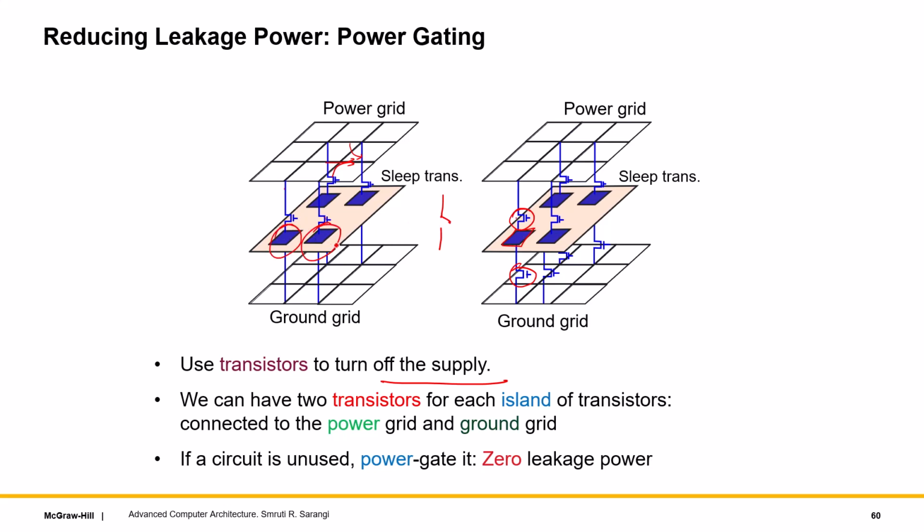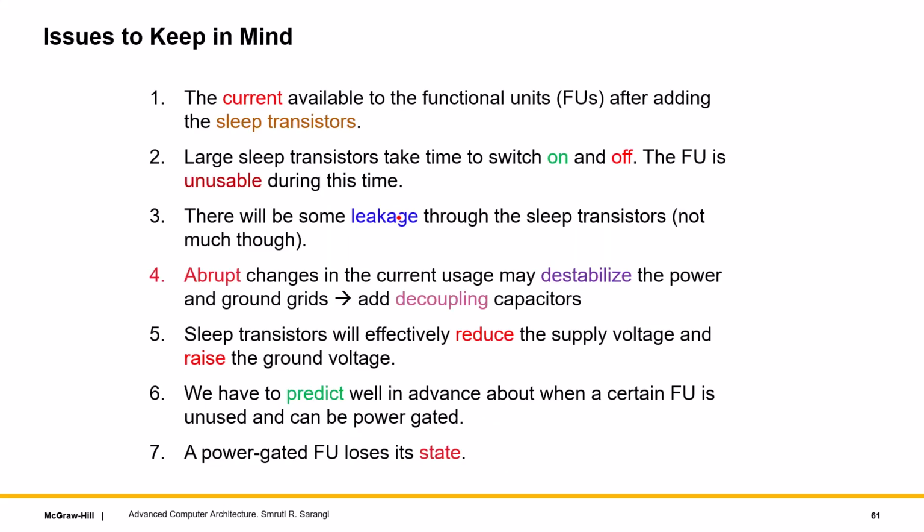This is an island, this is an island. Each island is connected to both the ground grid and power grid, and we have these transistors. So what we do is if we disconnect them, no current flows, so basically no leakage. And this is known as power gating, which is done, but it is expensive, as we shall shortly see. There are a bunch of issues we have to keep in mind. So many issues, I just listed them down.